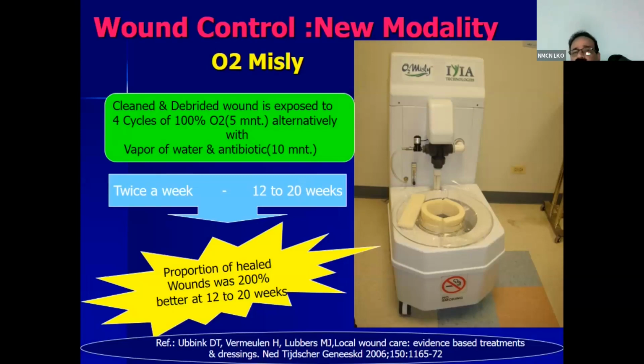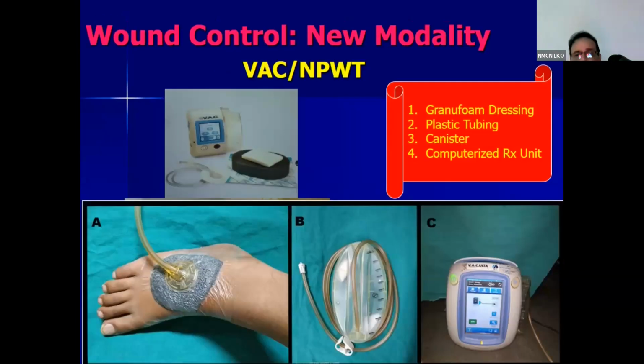Another new modality is O2 mislead. In this, the cleaned and debrided wound is put in a jar or a canister, and the wound is exposed to 4 cycles of 100% oxygen for 5 minutes, alternatively with vapor of water and antibiotic for 10 minutes. This therapy is given twice a week, and it has been found to be 200% more effective in comparison to the standard care of the wound. But this is not available in India.